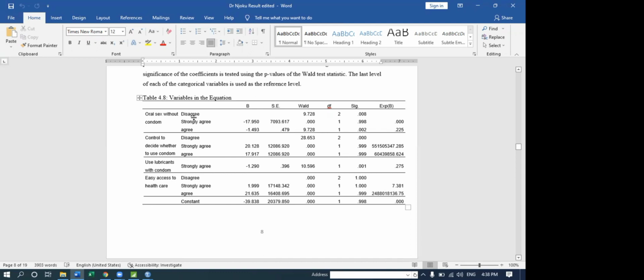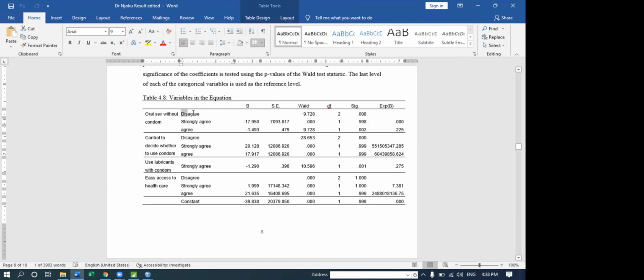remember I told you when you have three levels, it means you are comparing strongly agree and disagree. Then you are comparing agree and disagree. That means you compare the remaining levels with the first level. Based on this work, you can't compare agree and strongly agree. You only compare this and this.